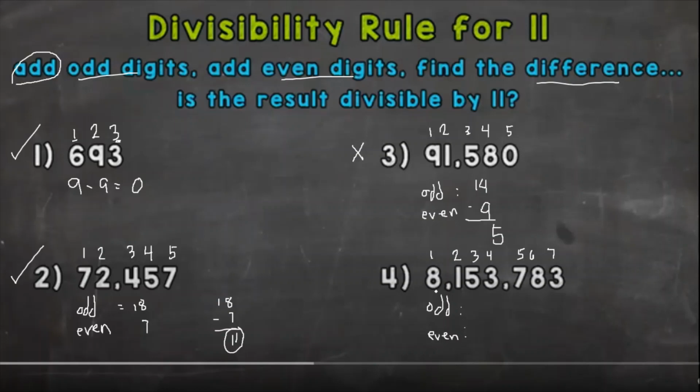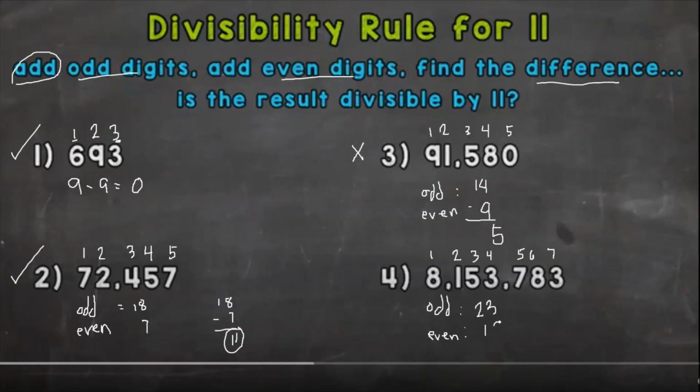Let's start with the odd. 8 plus 5, that is 13. 13 plus 7, the answer is 20. 20 plus 3, this one is 23. Next, let's do now the numbers that are even. So we have here 2 plus 3, that is 5. 5 plus 8, the answer is 13.